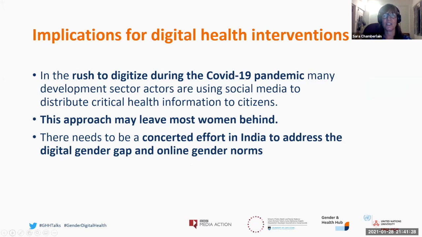In the rush to digitize during the COVID-19 pandemic, many development sector actors are using social media to distribute critical health information to citizens. This approach risks leaving many women behind. There needs to be a concerted effort to address the digital gender gap and online gender norms in India. One possible strategy could be to focus on women's empowerment collectives.